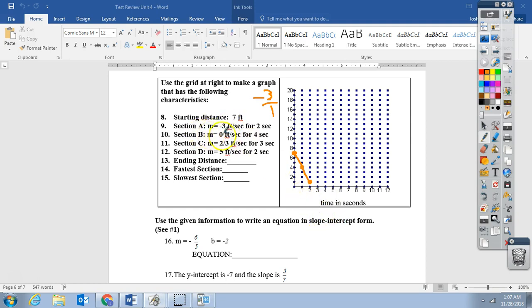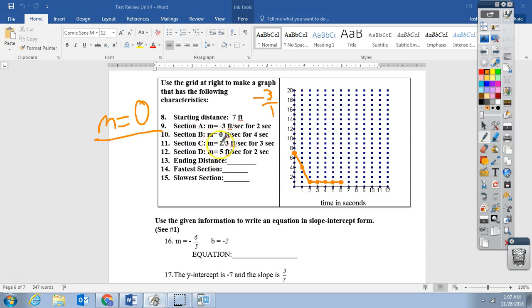Section B, 0 feet per second for 4 seconds. That doesn't mean go to 0. That means the slope is 0, which means flat for 4 seconds. 1, 2, 3, 4, 0 slope.